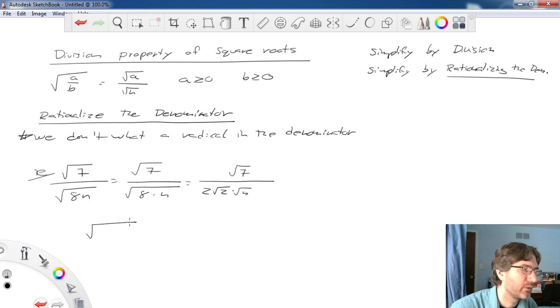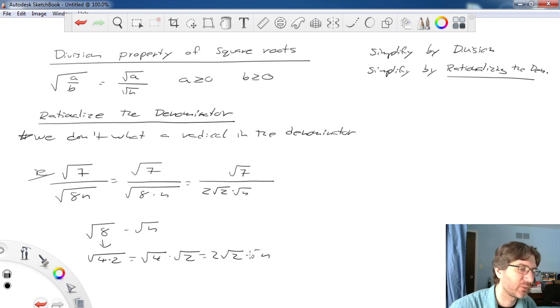Again, if you didn't follow that, the square root of 8 times the square root of n becomes the square root of 4 times 2, which becomes the square root of 4 times the square root of 2, which becomes 2 square roots of 2. And then you're multiplying it by the square root of n as well, which means I can combine those square roots, going in reverse of what we did yesterday.